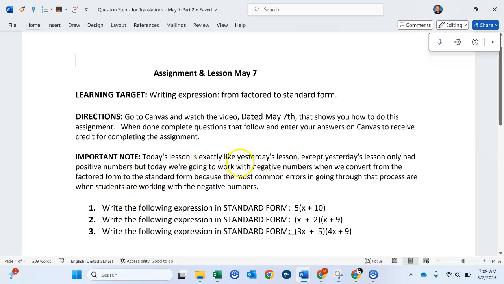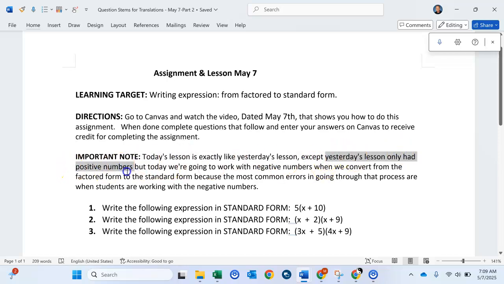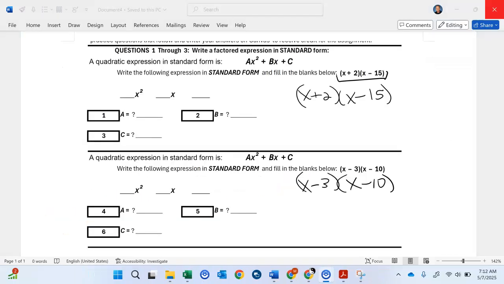Again, the same thing. It's like yesterday, but yesterday was only positive. Today we're going to work with negative numbers. So it's very important. A lot of errors. I think you've seen a question like this, but go ahead and read this and make sure you translate it.